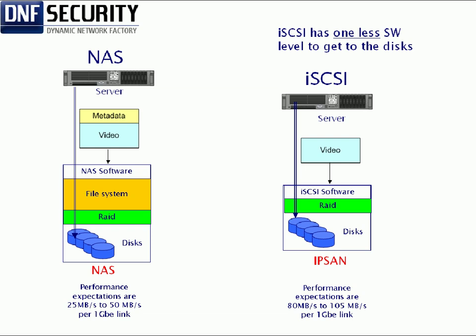On the right-hand side of your screen, we show iSCSI and a server. iSCSI is going to be server-based, and we'll show you where that server resides in the coming screens. But you'll notice that it's a lot cleaner. I'm only sending over video. I'm only sending block-level information. And then it's recorded onto an iSCSI storage device, or as we like to call it, an IP SAN storage appliance.